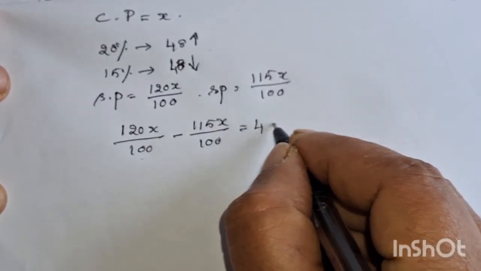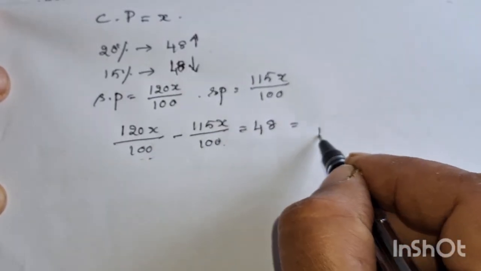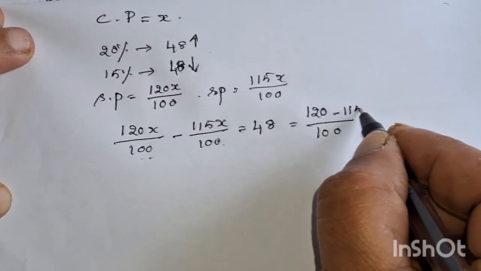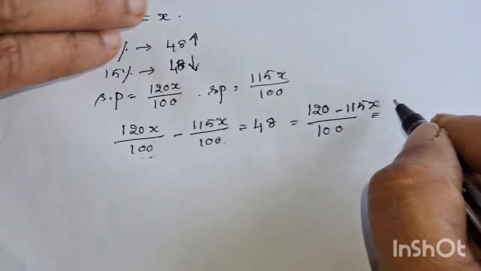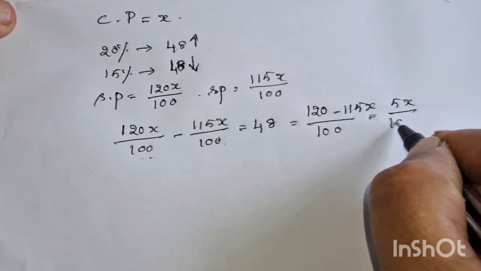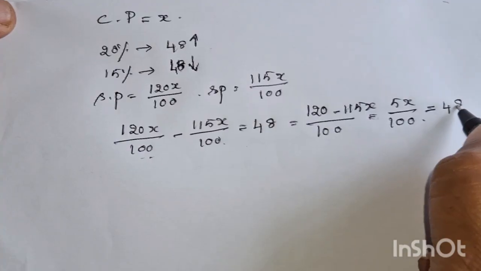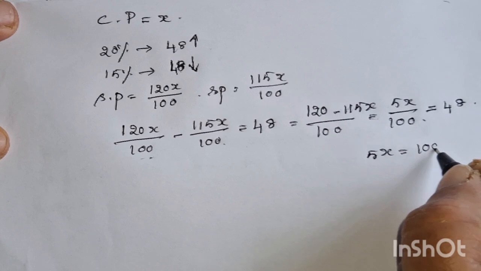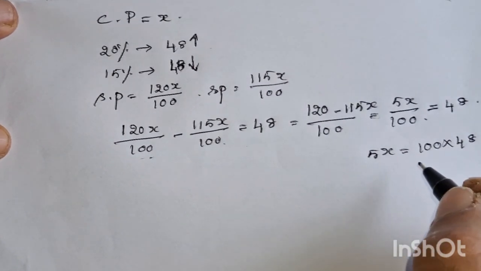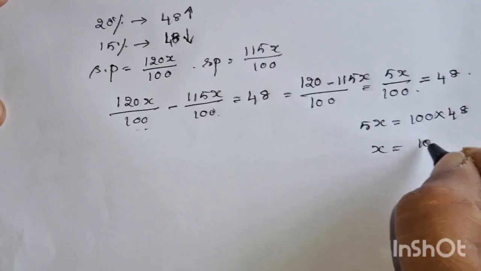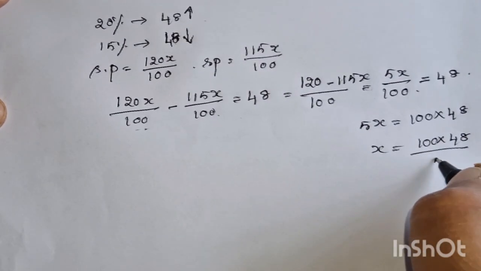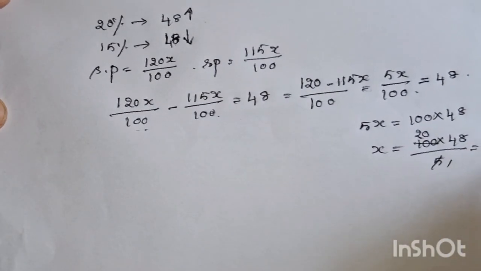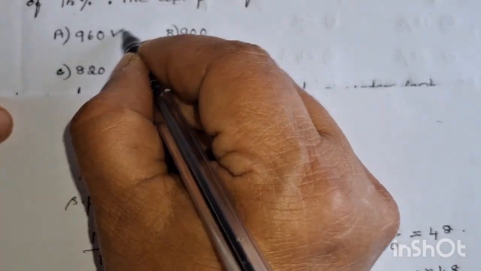Now the difference between these two must be equal to 48. Now simplify these two. Denominator 100 and in the numerator it becomes 120 minus 115 x, and that is 5x upon 100. That means 5x over 100 is equal to 48 and 5x is equal to 100 into 48, where x is equal to 100 multiplied by 48 divided by 5. That is equal to 960, and the correct option is A, 960.